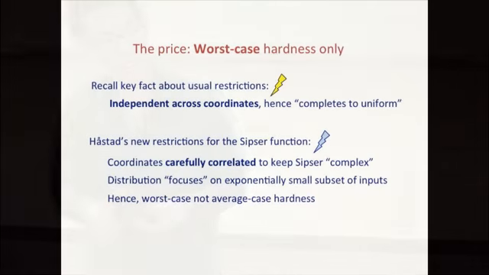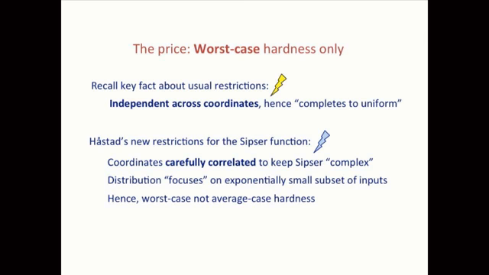Hastad's new restrictions, carefully tailored for the Sipser function, have coordinates that are not independent, they're carefully correlated to keep Sipser complex. And the distribution is only supported on an exponentially small subset of inputs, and hence you only prove worst case and not average case hardness.